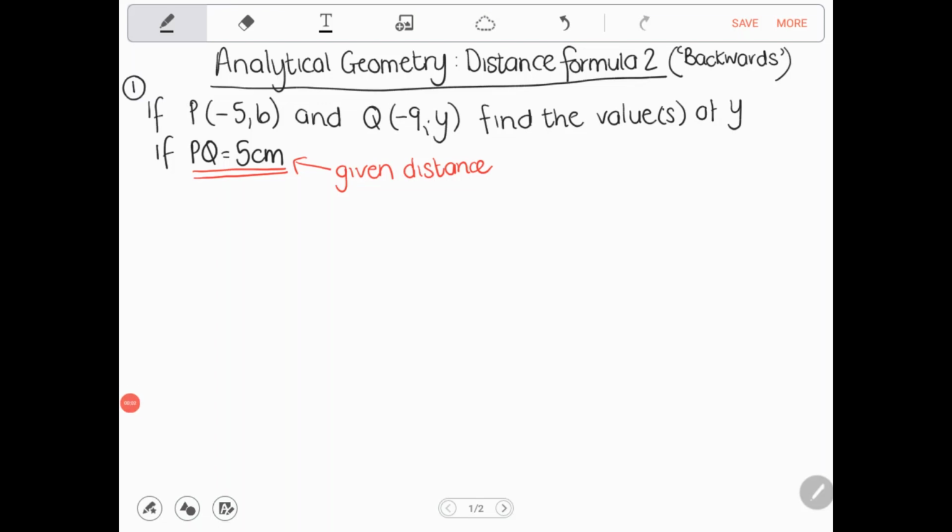Okay, so yesterday we looked at finding the length of a line segment, and today we're going to look at working backwards with the distance formula. So we're going to have the length of a line segment, and we're going to work out one of the coordinates that are missing of a point.